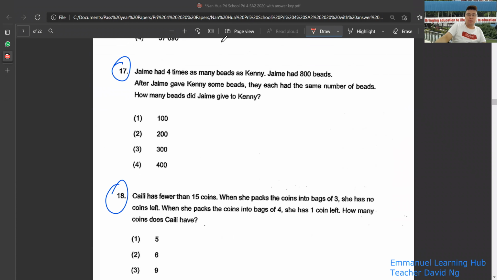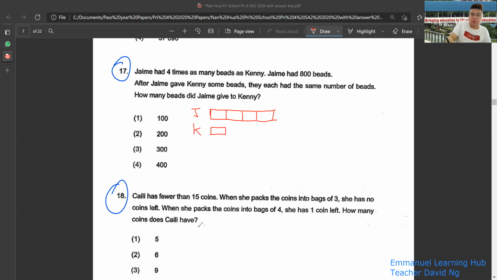Question 17. Okay, Jamie had 4 times as many bits as Kenny. So you have Jamie, you have Kenny. Jamie has 4 times, right? So you draw 4 cards. Do you understand the model? Yes.